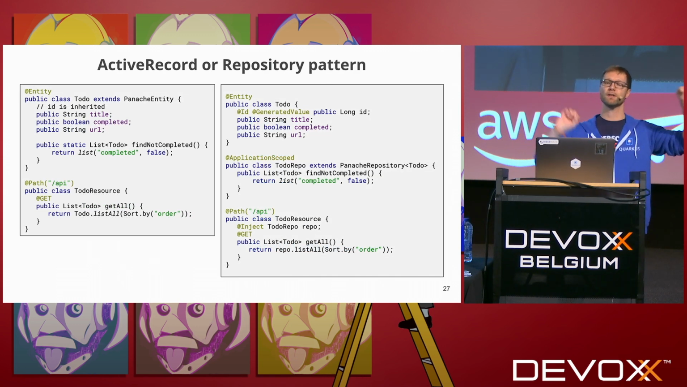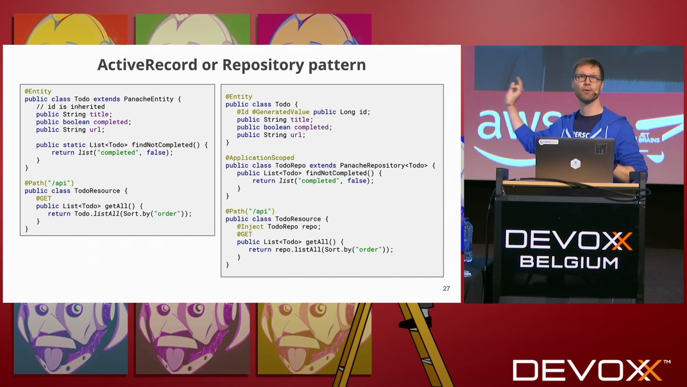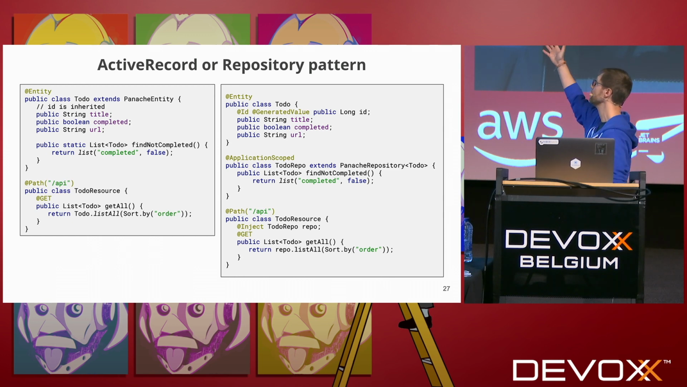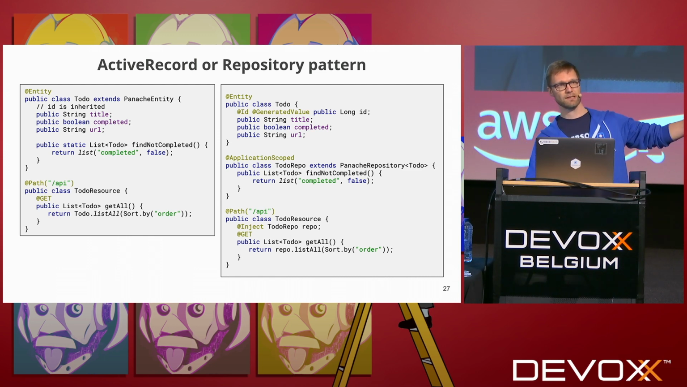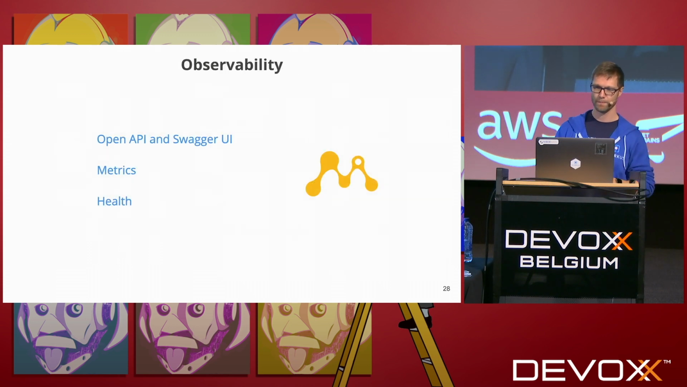Remember, active record versus repository pattern. So the one on your right is probably the more traditional way you are actually writing persistence, right? So you create your entity, you create the to-do repository, extending Panache repository, you inject it, and off you go. It's your style. This is fewer lines of code on the left. To me, it flows better, but it's your choice.